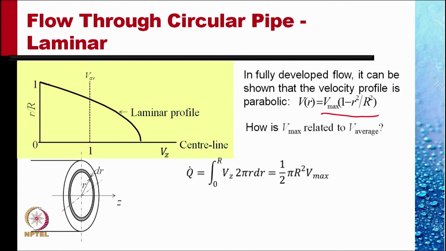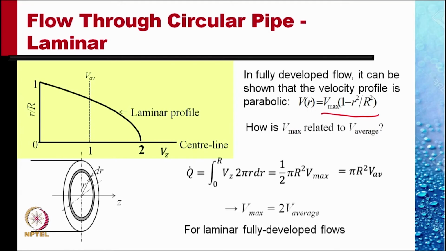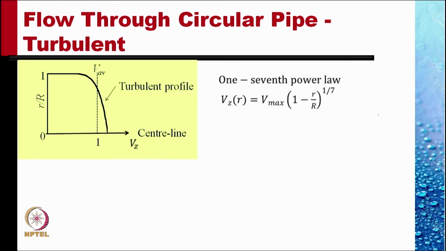and integrating. This is equated to V average times the area of the pipe, pi R square. And so clearly we get V max is equal to twice the V average. The average velocity is 1/2 of V max. Let's again do this problem with a turbulent velocity profile.